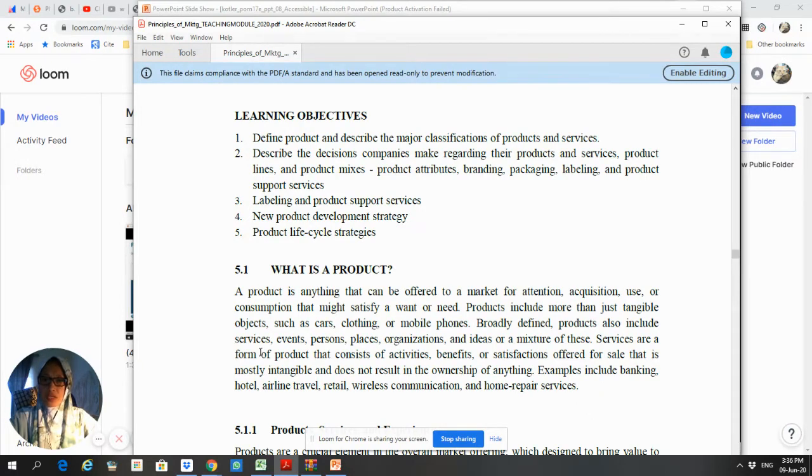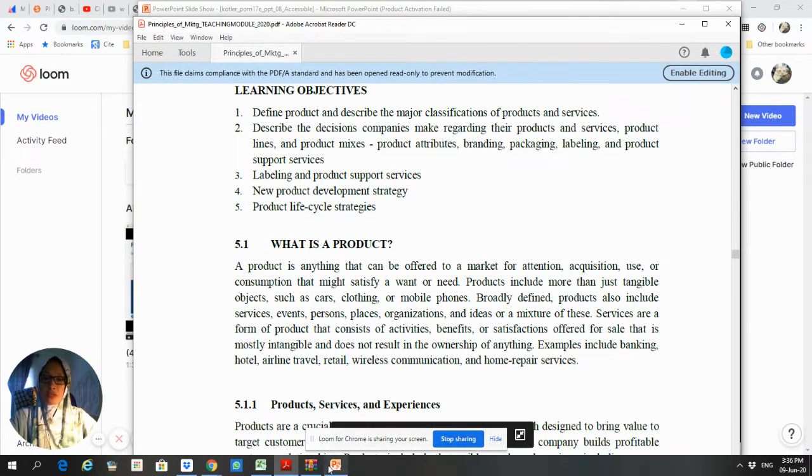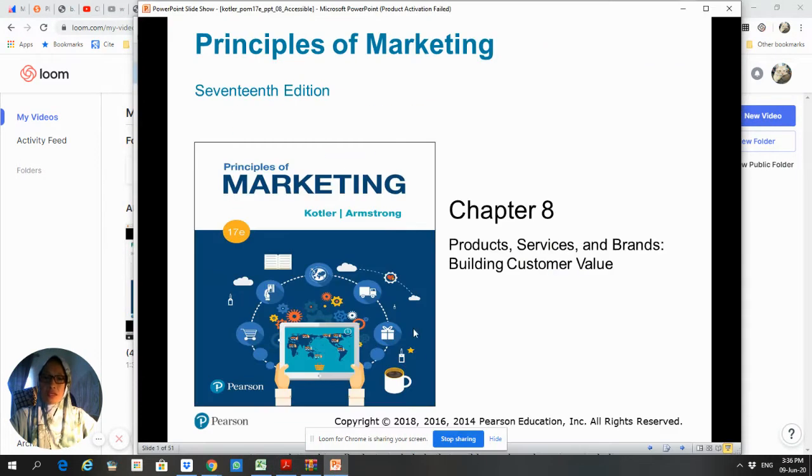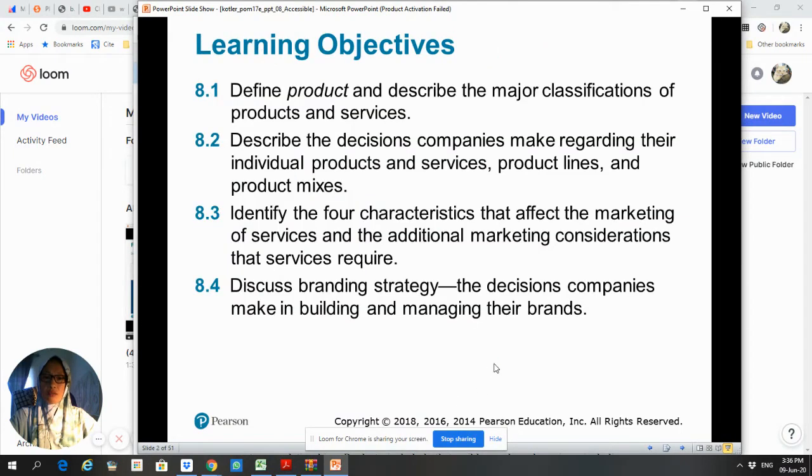Then the next one is labeling and product support services. Then a new product development strategy, which will be tailored with the product life cycle graph, right? Okay, so let's look at this topic.